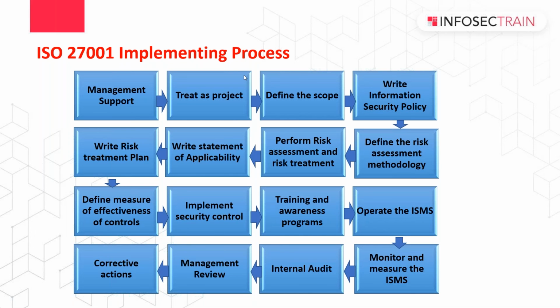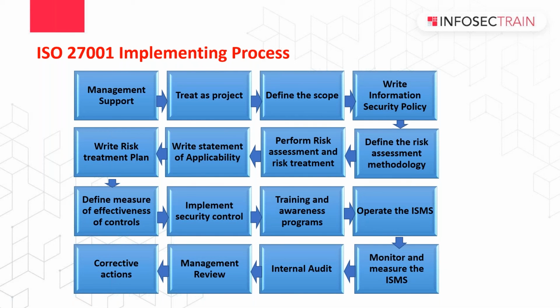Okay, so starting from getting an approval from top management, discussing the implementation with top management, to corrective action. Your implementation process will always start with this flow, or these following steps. First, obtain management support, set up project management, define your scope, wait for approval from your top management, and after that define the risk assessment methodology and perform a risk assessment. All these things are included.